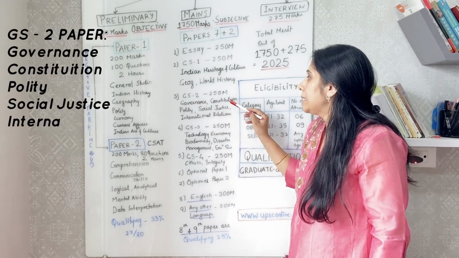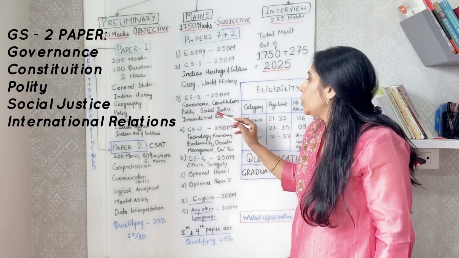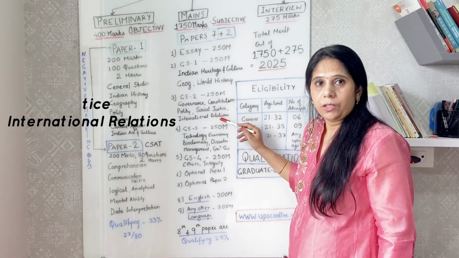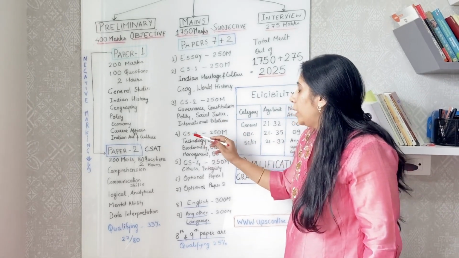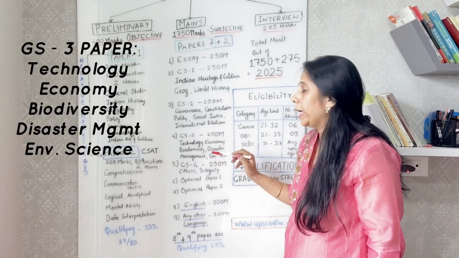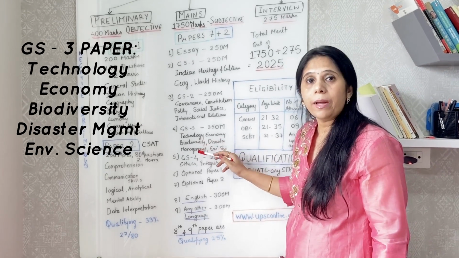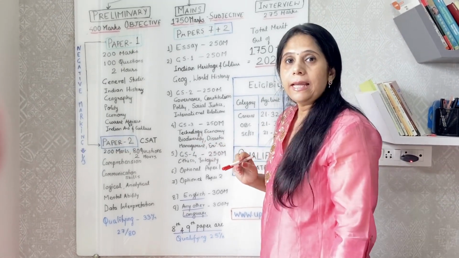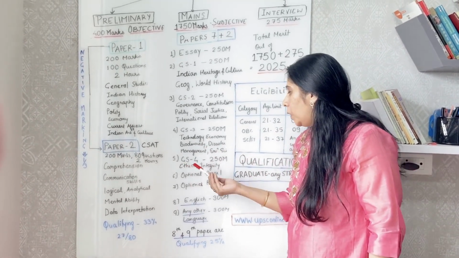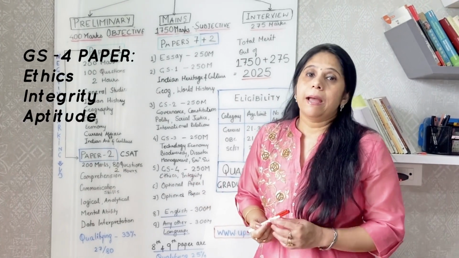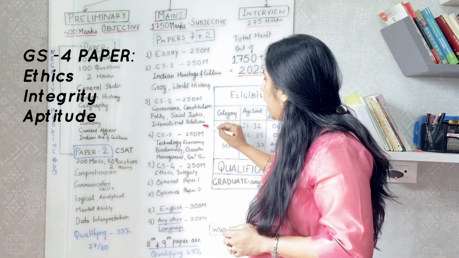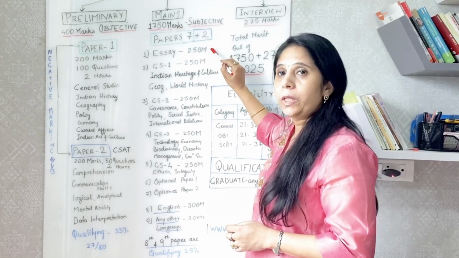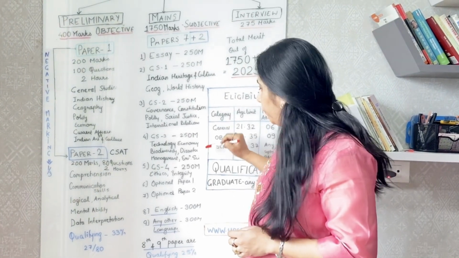GS2: governance, constitution, polity, social justice, international relations. Similarly, for General Studies 3, it is technology, economy, biodiversity, disaster management, and environmental science. For GS4: ethics, integrity, and aptitude. So these are 1000 marks. With the essay at 250, it makes 1250.